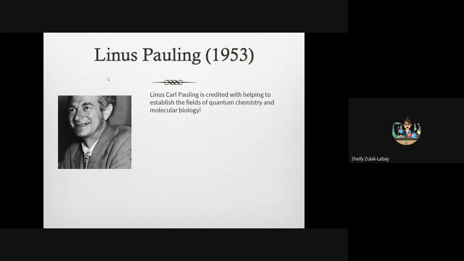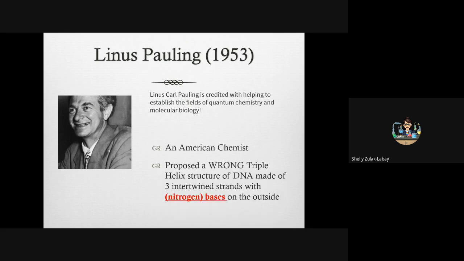So the missing gap on the bottom of page number 14, you may recognize this chemist's name. His name is Linus Pauling. Specifically in 1953, he proposed an incorrect model of DNA. He said that DNA should be a triple-stranded molecule where the bases of the nucleotides were on the outside of the molecule, not on the inside.